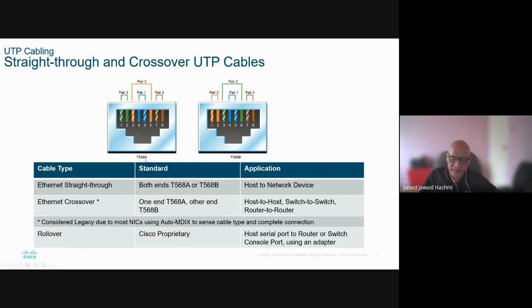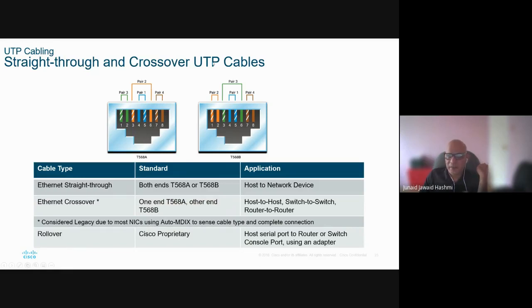This is called T568A, T568B. Okay, so follow this color pattern, follow the standard. If you want to make a straight through cable, both ends of the cable should follow the same color pattern. So they should start from white green, solid green, white orange, solid blue, from left to right, and you have to look at the connector like this. So both ends have the same color pattern.